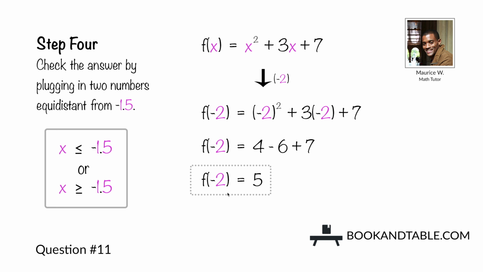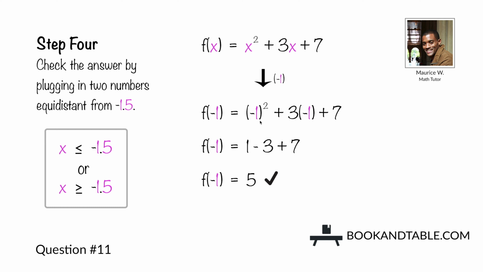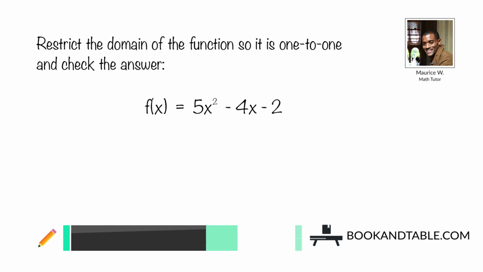So we want to test f of negative 1 to see if it produces an output of positive 5 as well. And we get negative 1 squared, which is 1, plus 3 times negative 1, which is negative 3, plus 7. 1 minus 3 is negative 2, and negative 2 plus 7 is positive 5. So this confirms that f of x can be restricted for x is less than or equal to negative 1.5, or x is greater than or equal to negative 1.5. So that is how we complete question number 11. Let's now have a look at question number 12.